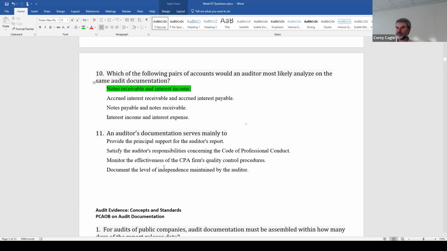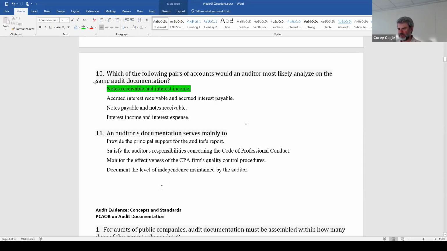These others, not as related. Accrued interest receivable and accrued interest payable, those aren't related at all, right? There's no reason those would make sense and be efficient together on the same work page. Notes payable and notes receivable, those aren't related at all. Interest income and interest expense, those are not related. But A is related, right? The receivable and what results from having the receivable. Makes sense, right? That's a pretty good one.